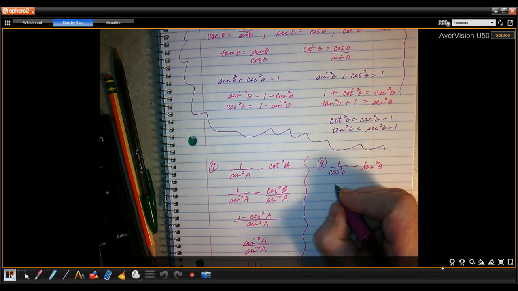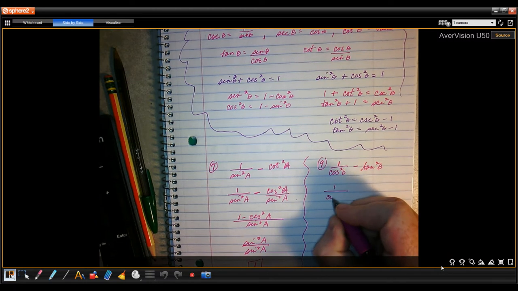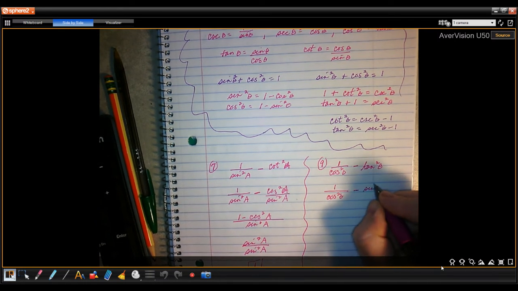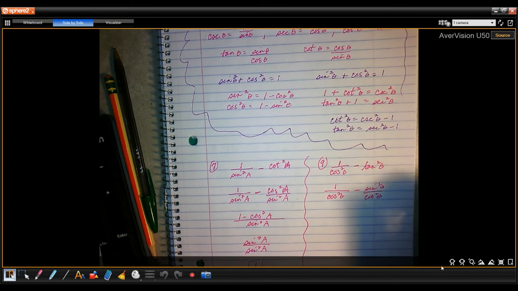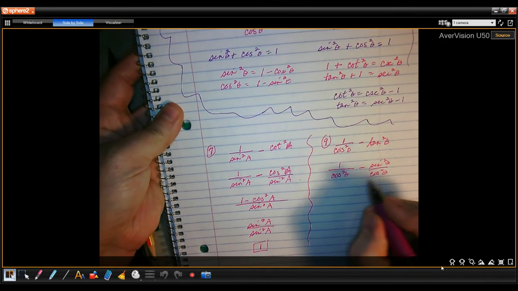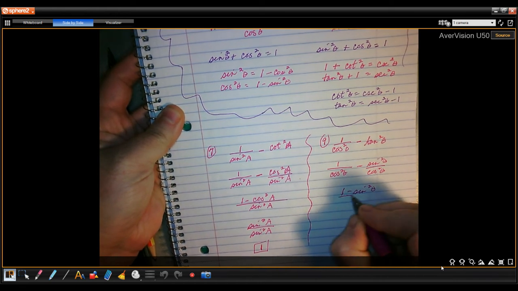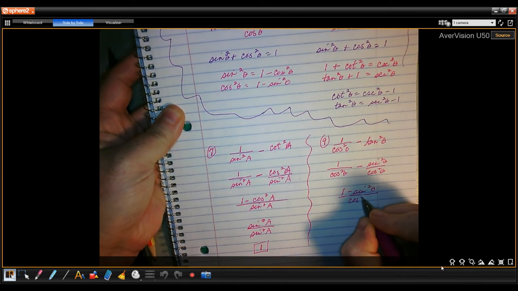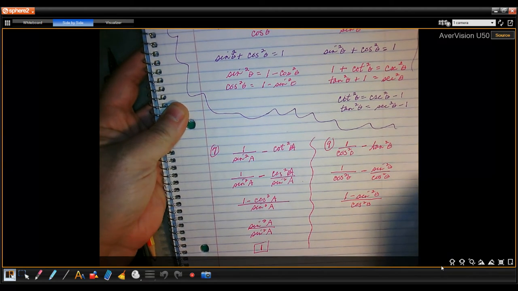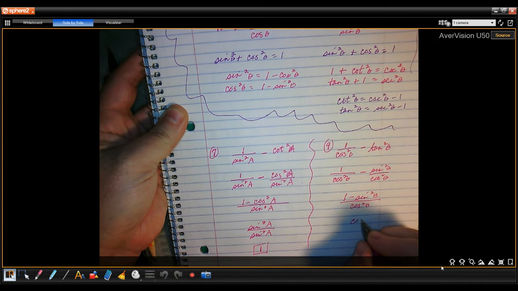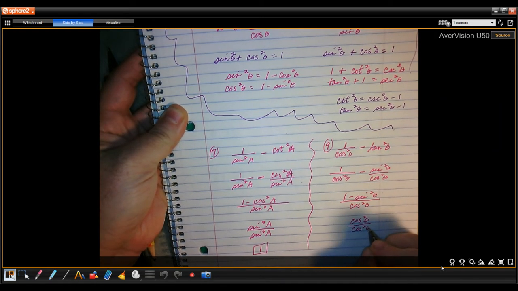Then I was like, okay, 1 over cosine squared theta minus, well, tangent is sine over cosine. Oh, well, put this together. 1 minus sine squared theta all over cosine squared theta. Well, 1 minus sine squared theta is over here. Where's it at? Right there. It says cosine squared. So substitution again. Oh, this one's also 1.